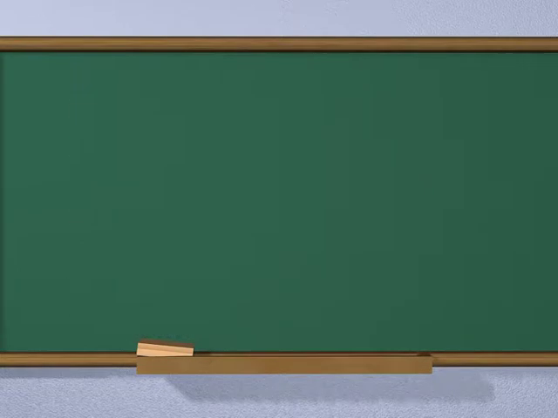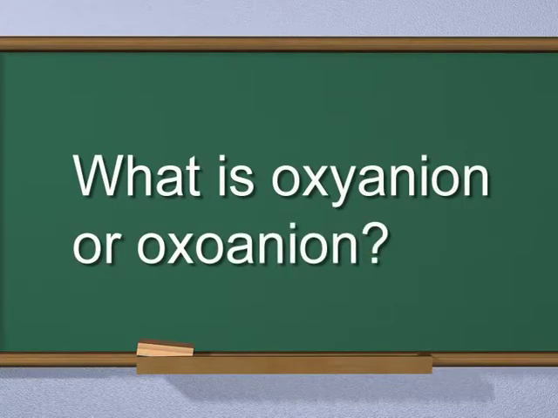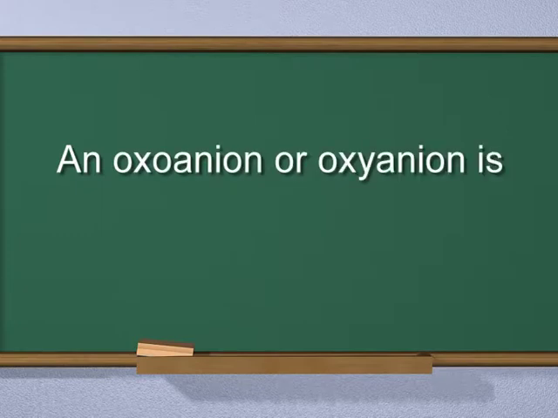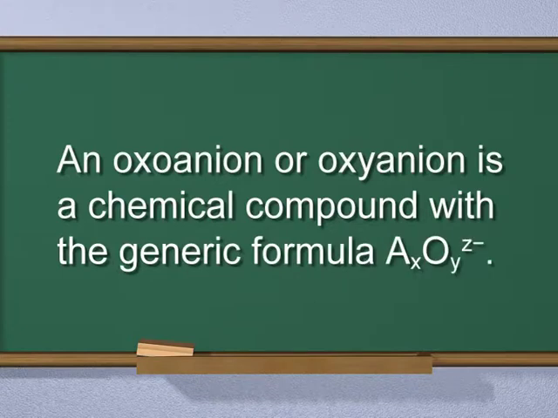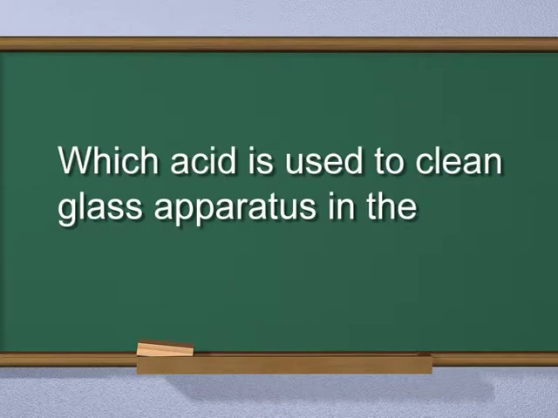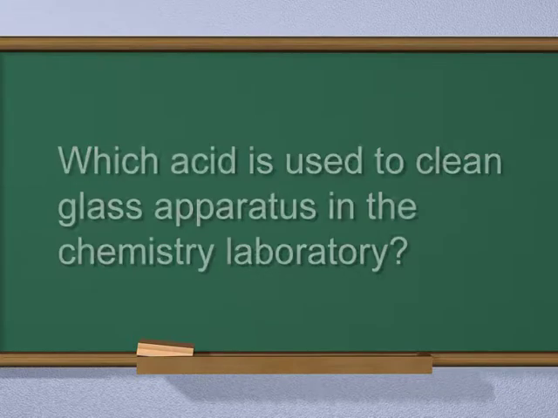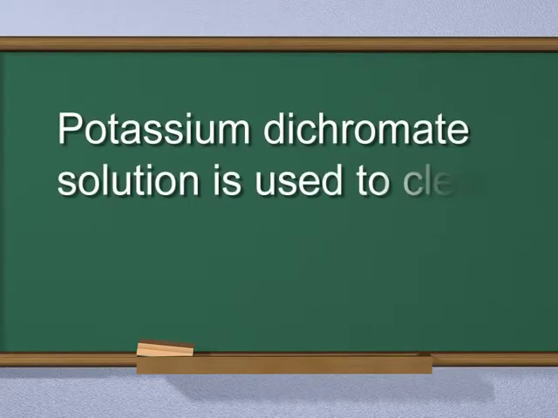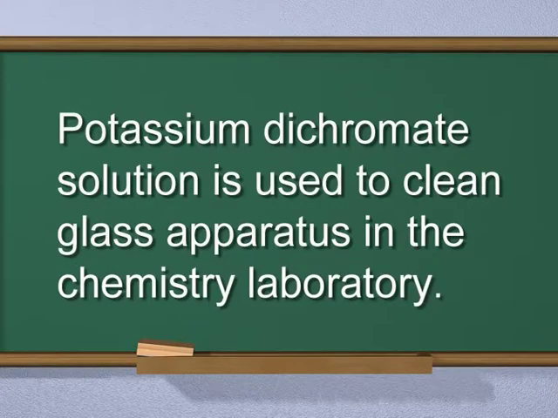Next question is, what is oxyanion or oxoanion? The answer is, an oxoanion or oxyanion is a chemical compound with the generic formula AxOy z negative. Next question is, which acid is used to clean glass apparatus in the chemistry laboratory? Good. The answer is, potassium dichromate solution is used to clean glass apparatus in the chemistry laboratory.